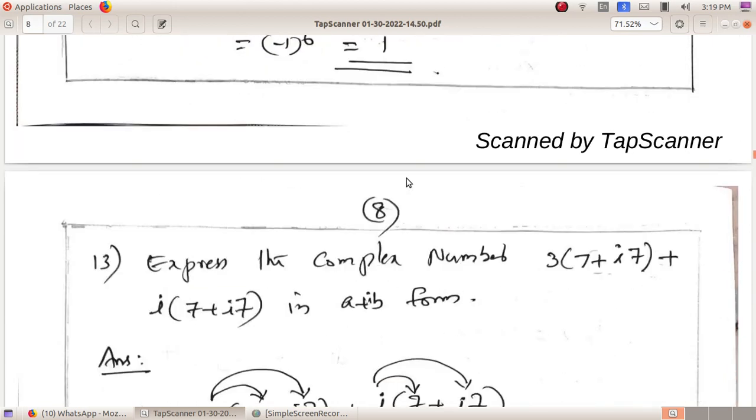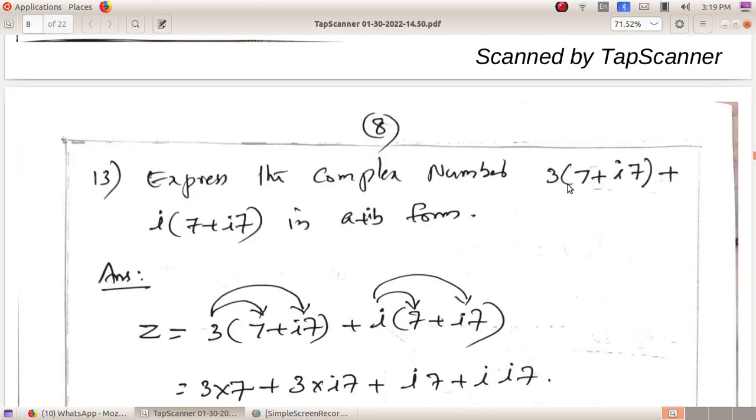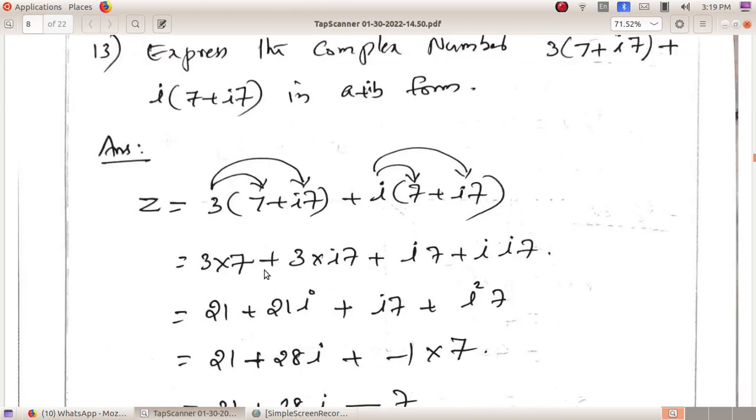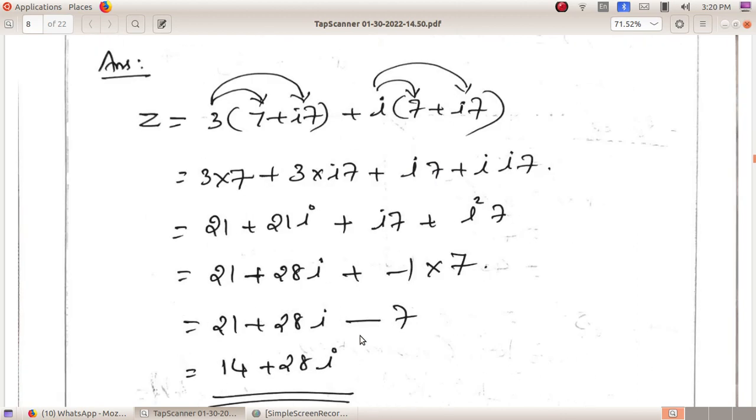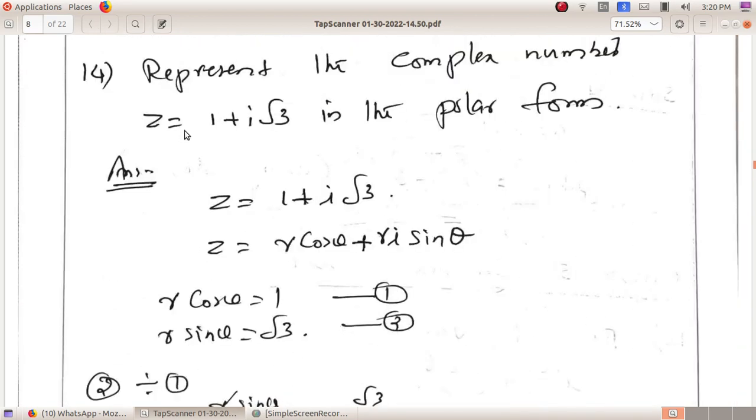1. 13th question. Express the complex number 3 into 7 plus i, 7 plus i into 7 plus i, 7 in a plus ib form. So we have to expand this as 3 into 7 plus 3 into i 7 plus i into 7 plus i into i 7, like this step. Okay. 3 into 7, 21, plus 21i, plus 7i, plus 7i square. Okay, i square is equal to minus 1. 21i plus 7i means what? 28i. Now this step, plus minus becomes minus. So 21 minus 7 means 14, plus 28i. This is the answer.